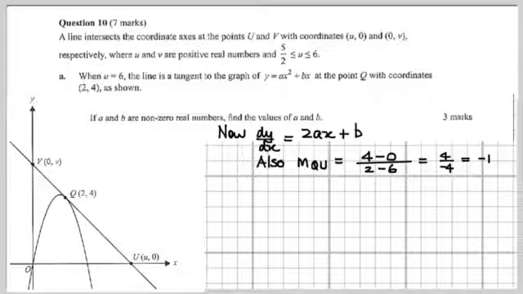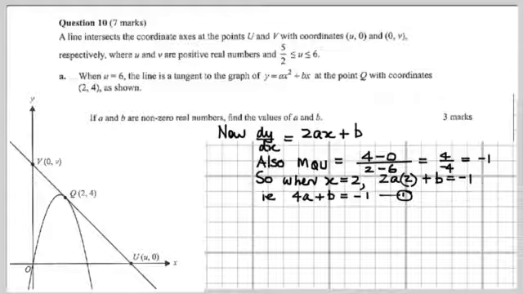That's 4 over minus 4, which is equal to minus 1, yes? So when x is 2, which is the x-coordinate at Q, we know that 2a times 2 plus b equals minus 1, don't we? Yes, because we found the minus 1 up here. Yes? Now there we've got our first equation.